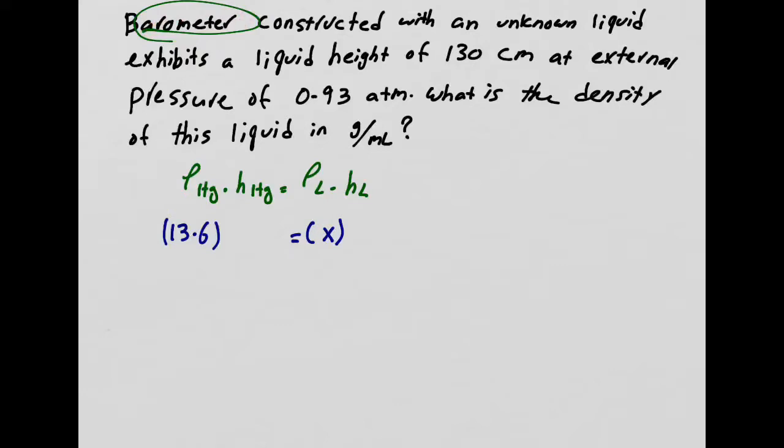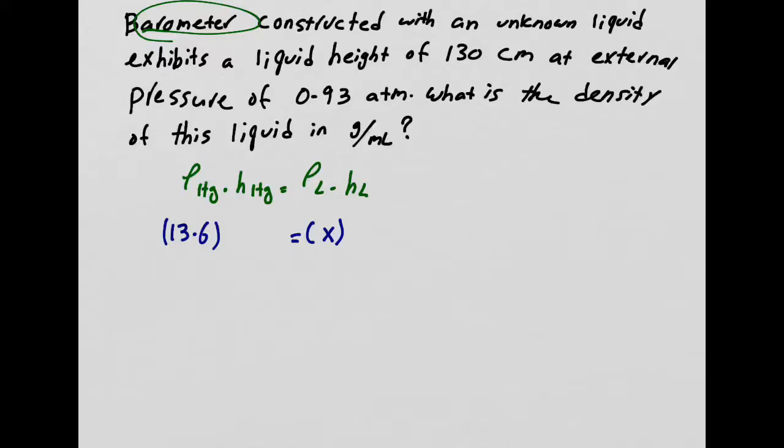I just saw the word barometer, so I wrote this down. I knew I need the density of mercury, which is given, and I need the density of the liquid. So before reading the problem, you can figure out most of it. Now, but read the problem, okay? So we got this. Now, what else do we have?